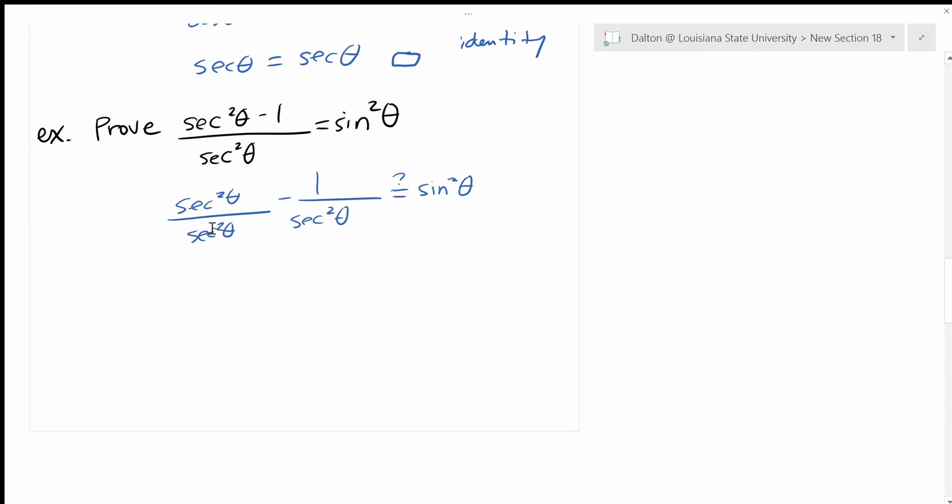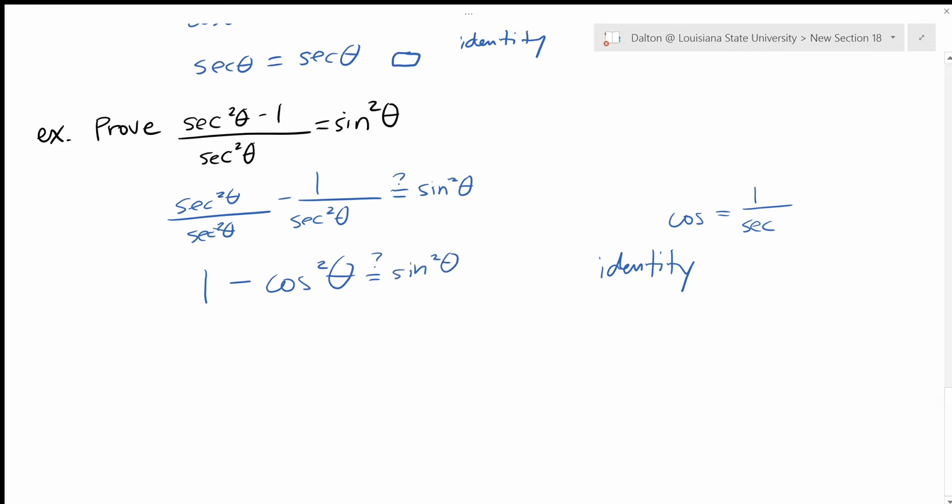Okay, so now what? What is secant squared theta over secant squared theta? Just anything divided by itself is 1. And then what is 1 over secant squared theta? Cosine squared theta. And there you definitely want to write identity. And by the way, that identity is technically that cosine is equal to 1 over secant, but that implies that it also works for squares. Cosine squared is the same thing as 1 over secant squared. Okay, and we want to know, is that equal to sine squared theta? Okay, so what does that Pythagorean identity say?